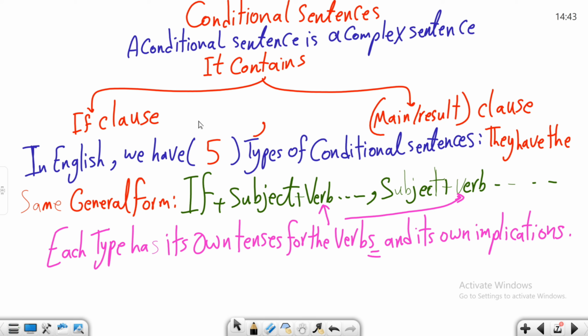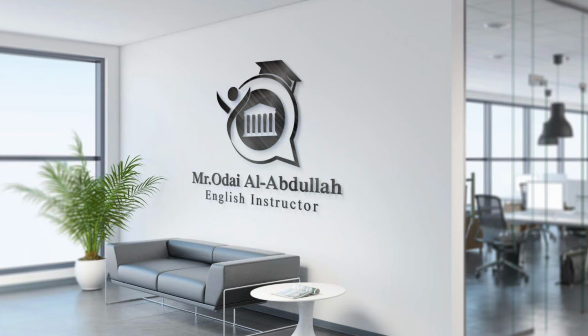Now, my friends, what is a conditional sentence again? A conditional sentence is a complex sentence that is made up of two clauses: the if clause, which is the dependent clause, which cannot be used as a sentence by itself, and the other part, which is called the main or result clause.